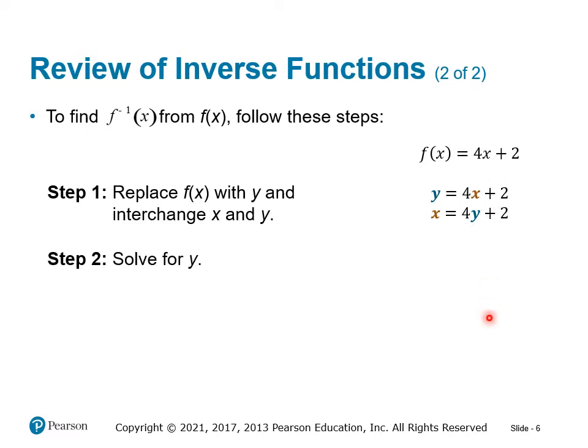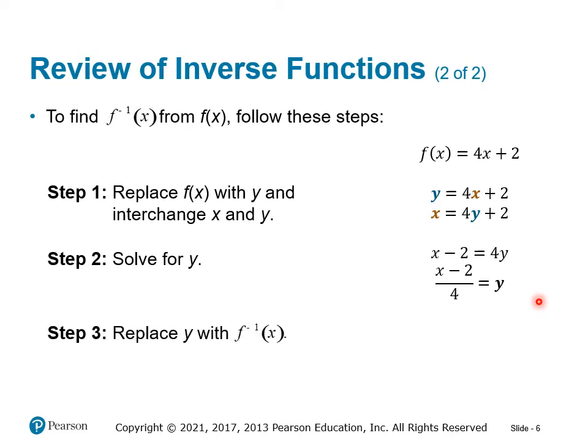Then we're going to solve this new equation with the transposed variables for y. We're going to subtract 2 from both sides, then divide both sides by 4, and we get y equals x minus 2 over 4. Once we're at this place, the last thing we do is replace y in this new equation with our functional notation for the inverse. So all I've done here is replace y with f inverse of x. Okay, and this is the formula for our new inverse function of f of x.